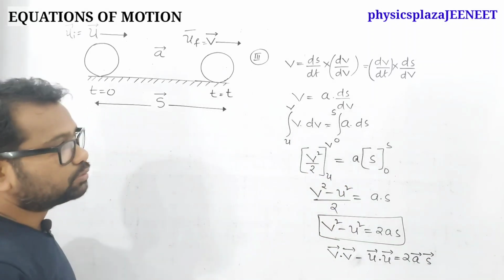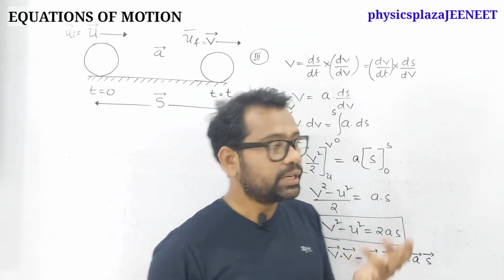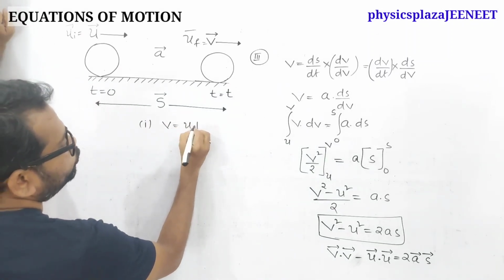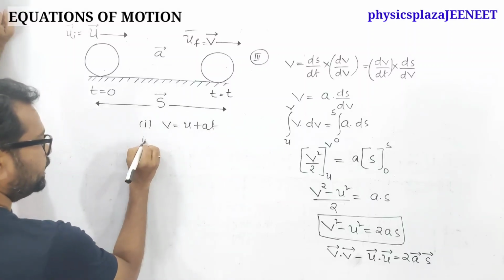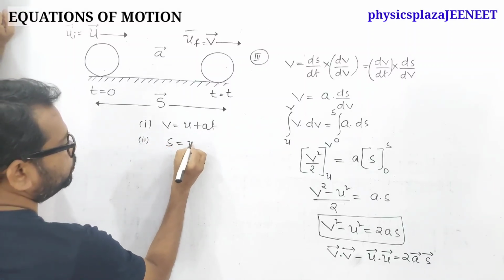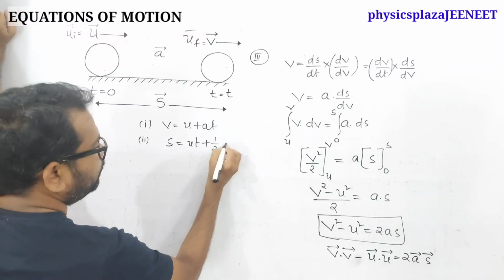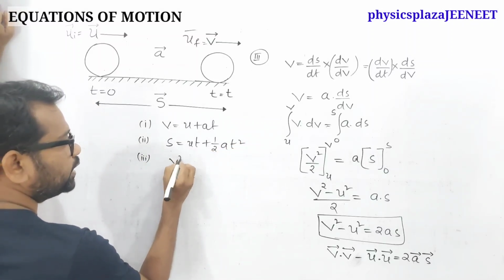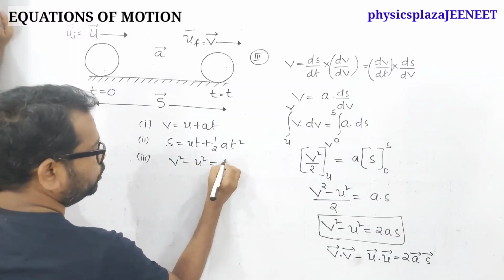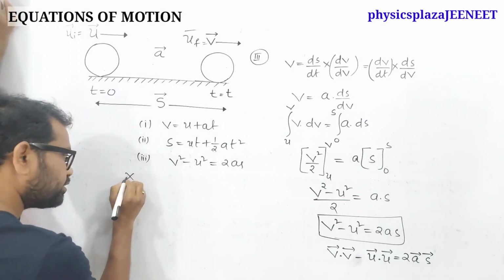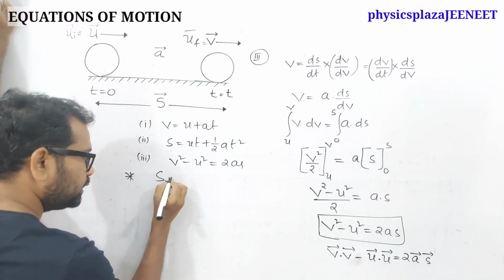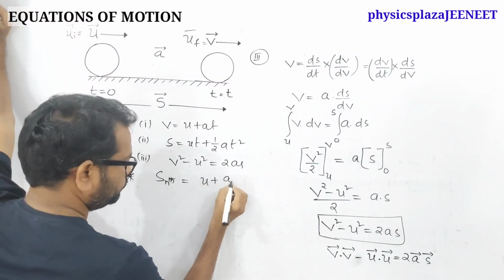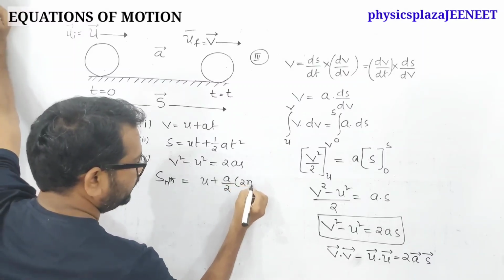So this is the third equation of motion. Let us write here. The first equation of motion we got is v is equal to u plus at, the second equation of motion is s is equal to ut plus half at square, and the third equation of motion is v square minus u square is equal to 2as. So the special equation of motion is there, that is s nth. The displacement travelled in the nth second is equal to u plus a by 2 into (2n minus 1).